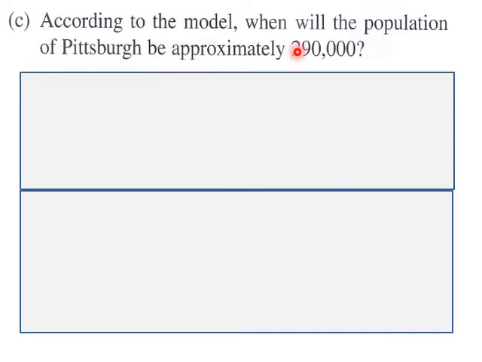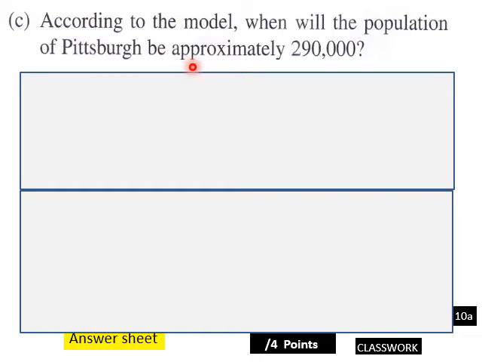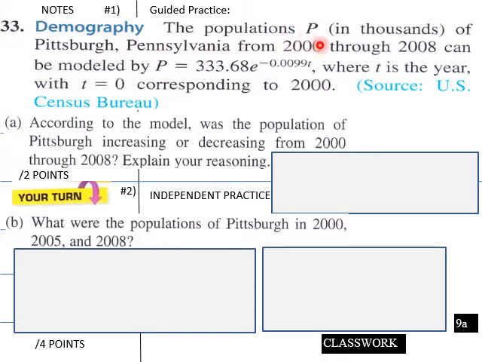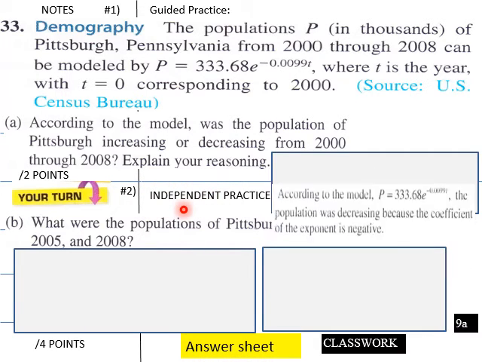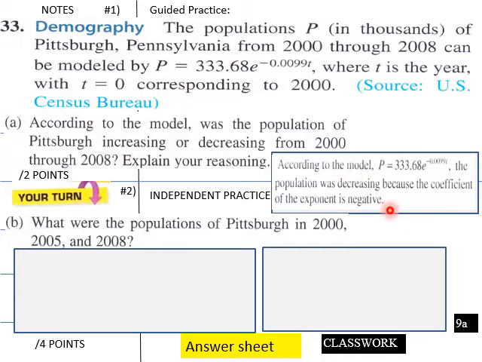Okay, so according to the model, when will the population of Pittsburgh be approximately 290? So going back to that, the population P in thousands of Pittsburgh, Pennsylvania from 2000 to 2008 can be modeled. Here's the model for the population growth of Pittsburgh, which is falling. According to the model, was the population of Pittsburgh increasing or decreasing from 2000 to 2008? Explain your reasoning. So to respond to this, you can tell from the model that it's decreasing because the coefficient's negative here for the exponent.